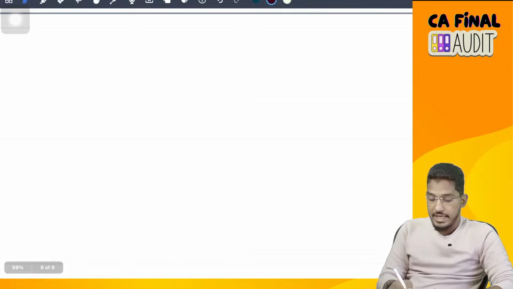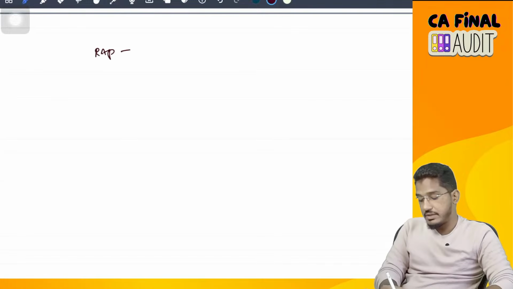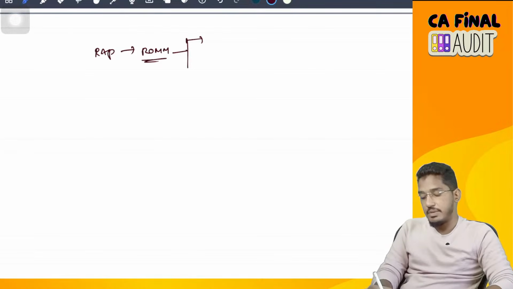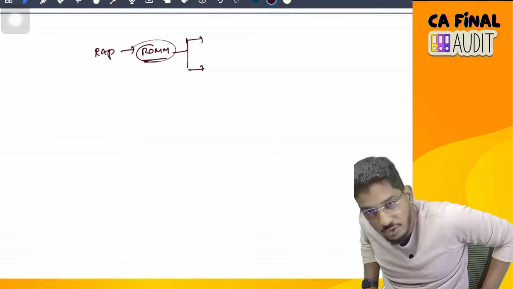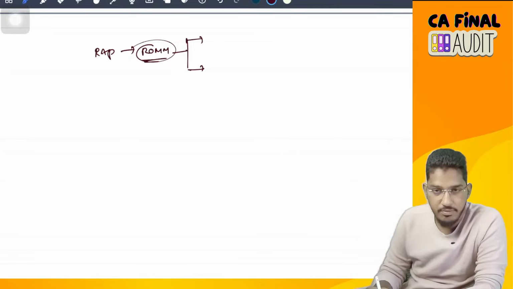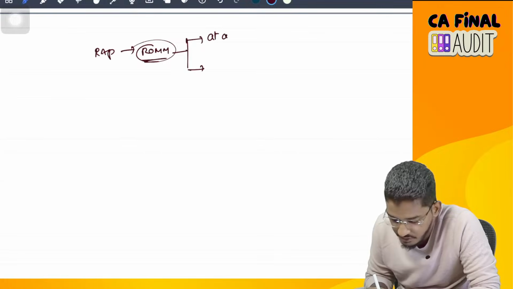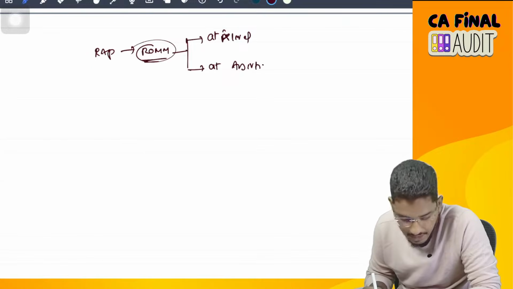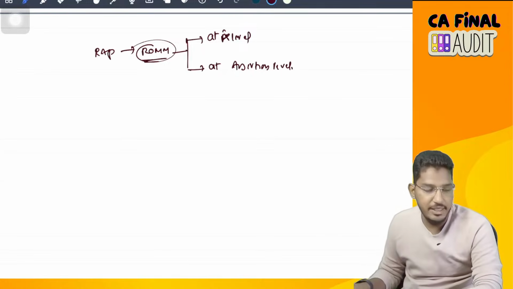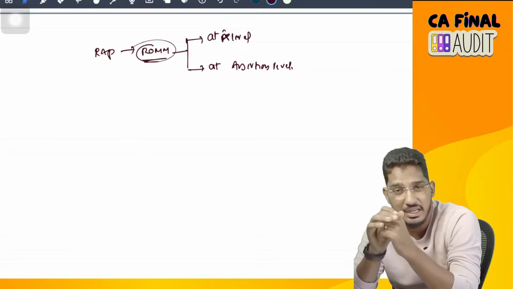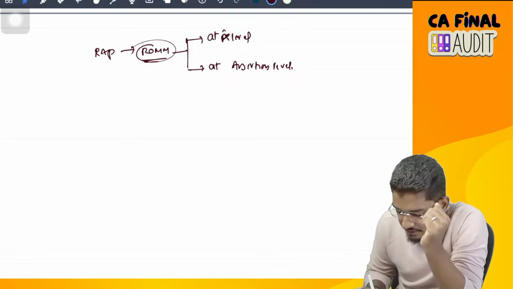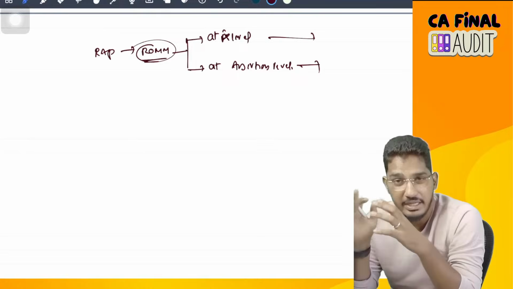Now, I would like to talk about one more aspect. The standard says that when you are performing risk assessment procedures, you will identify risk of material misstatement, but you need to identify that risk at two levels. So what are those two levels? One is you have to identify risk of material misstatement at the financial statement level, and the other is at the assertion level. Sir, what do you mean by risk of material misstatement at the financial statement level? What do you mean by risk of material misstatement at the assertion level?